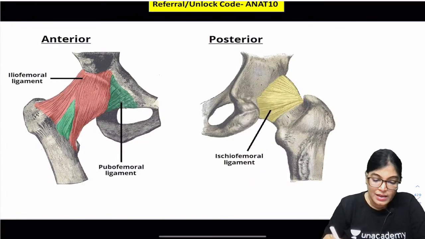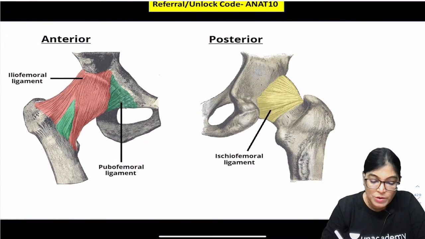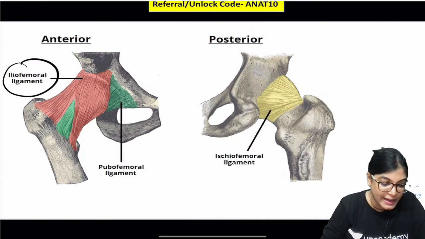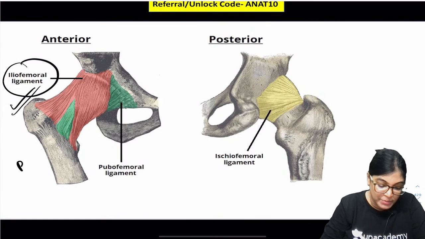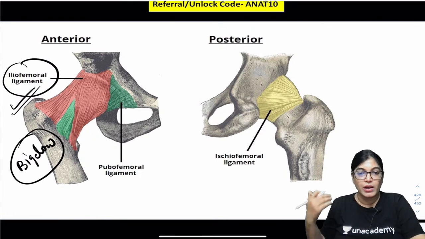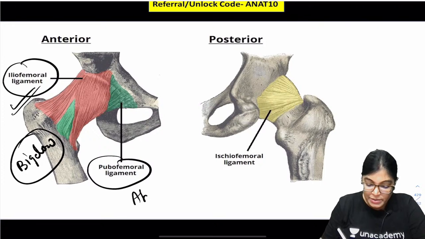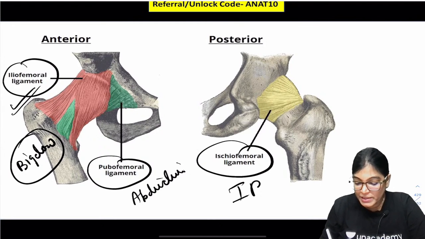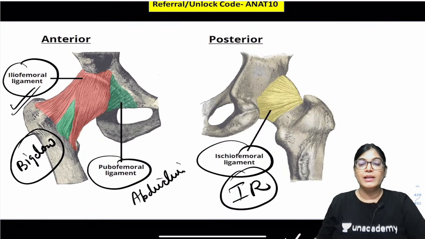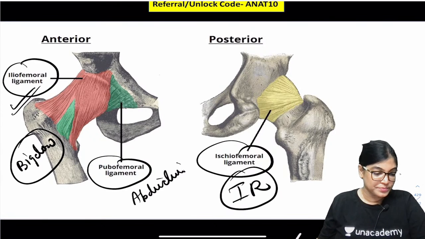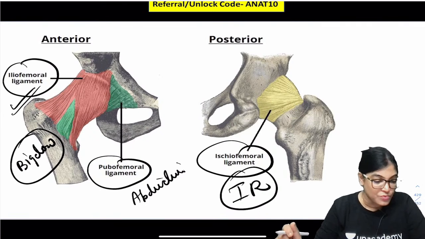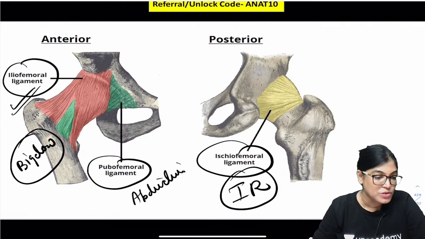So see here, iliofemoral ligament, one of the most important ligaments. It is also called as Bigelow ligament, which is preventing backward fall. Pubofemoral ligament limiting the abduction movement. So it is the correct answer. Ischiofemoral ligament limiting the internal rotation. Yes, you are right, Sarans. Hyperextension, it is involved in preventing hyperextension. Absolutely right, Sarans.